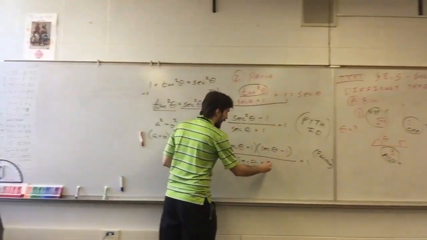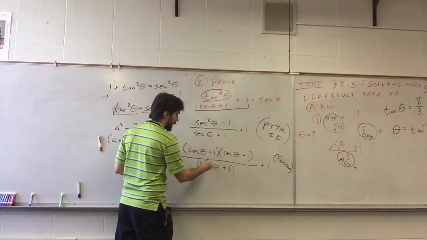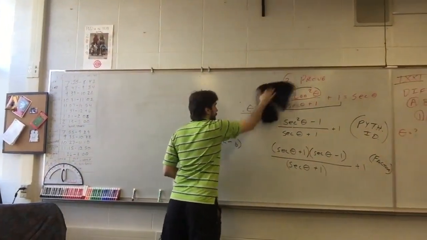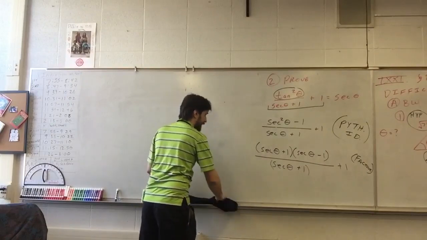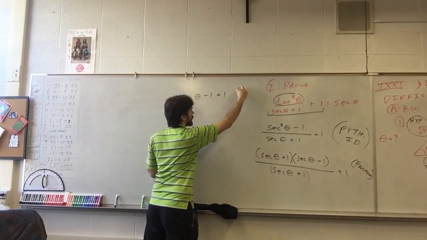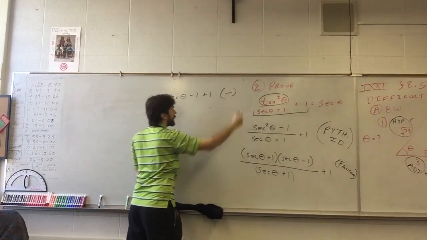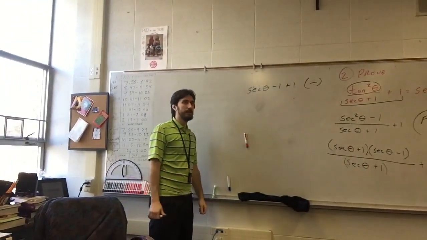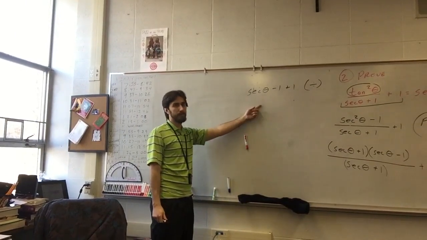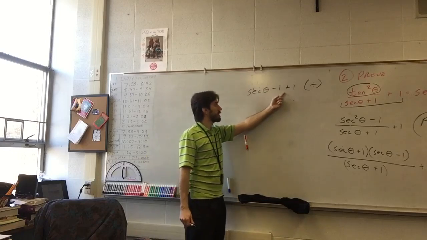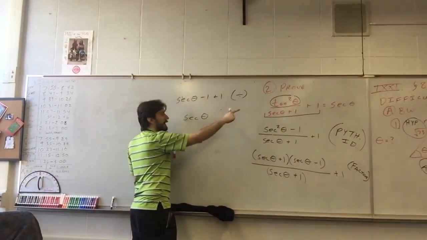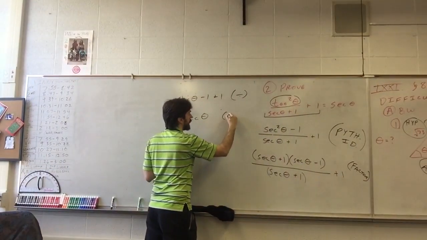Cancel out. That's exactly right. Those two, the secant theta plus 1 is in the numerator and the denominator. So if we cancel those out, what you'll have left is secant theta minus 1 plus 1. That is division. And then what do you think the next line is? What happens with the negative 1 plus 1? It just becomes 0. So this just becomes secant theta. Hey, that's what we're trying to get.